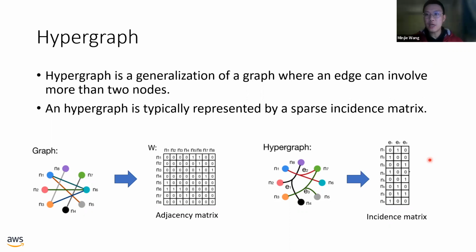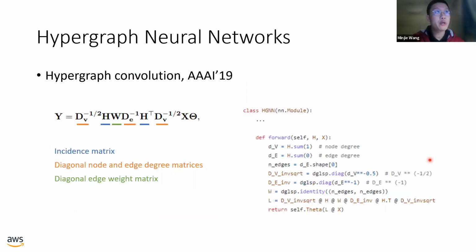Because the hypergraph is typically represented in an incidence matrix, when we design a hypergraph neural network, we will also utilize the incidence matrix as a component. Here is a typical example called the hypergraph convolution, I think designed in 2019. Here you can see the edge is the incidence matrix.